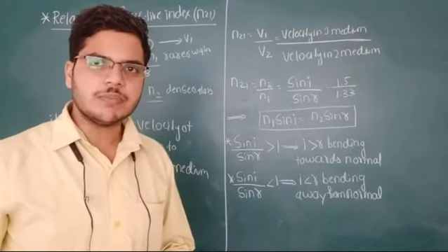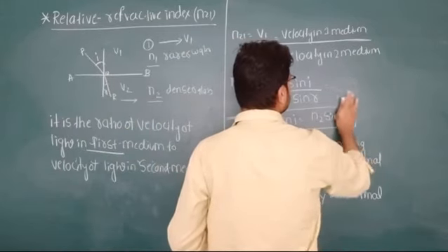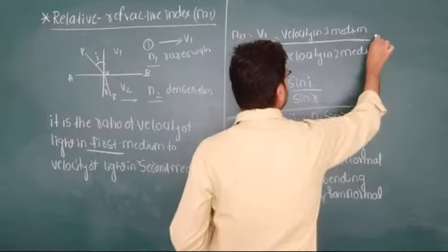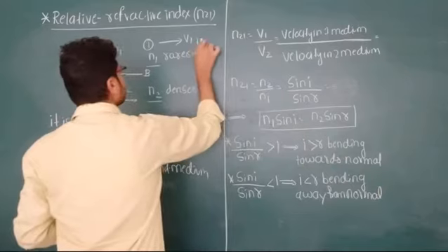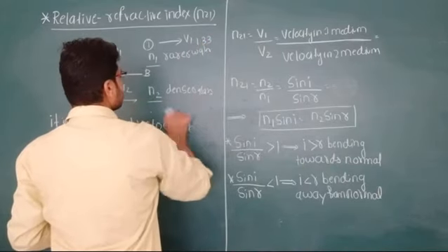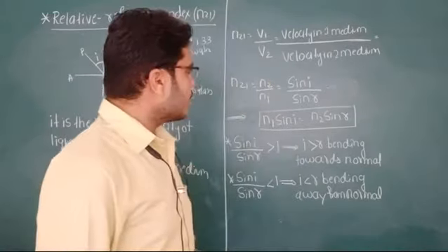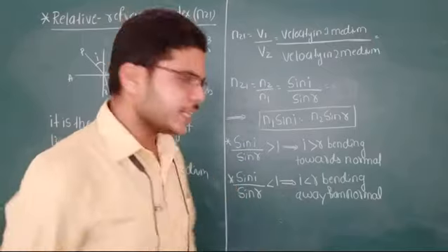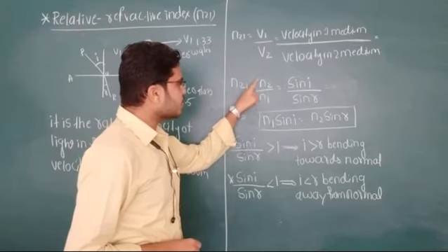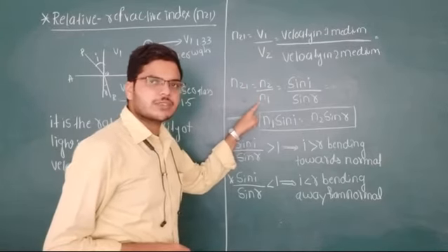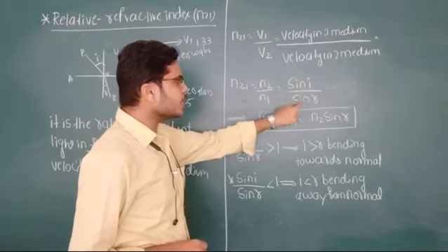Okay. For water, the refractive index is equal to 1.33. For glass, the refractive index is equal to 1.5. Now, by using Snell's law, we can write N21 as N2 by N1, the refractive index of the second medium to the refractive index of the first medium. This can also be calculated as sin I by sin R.